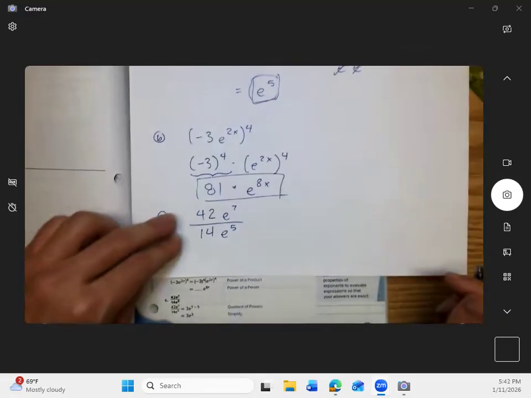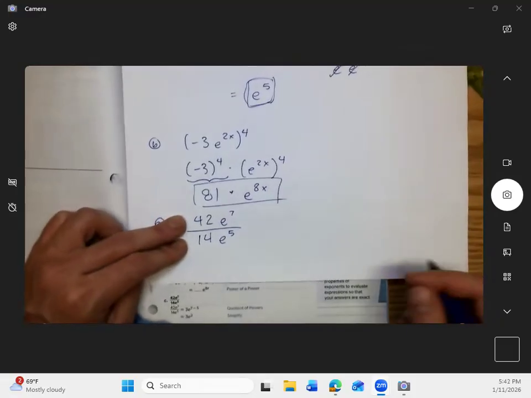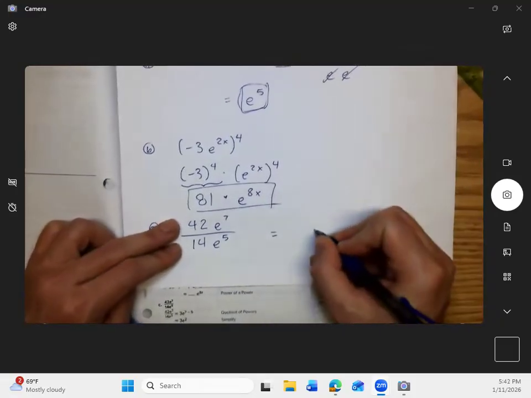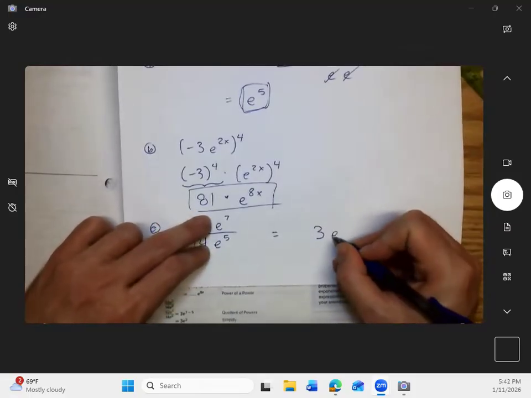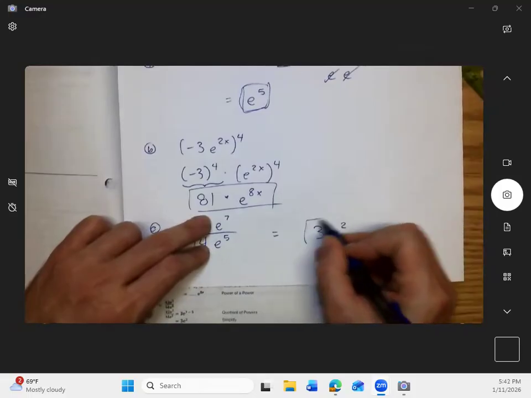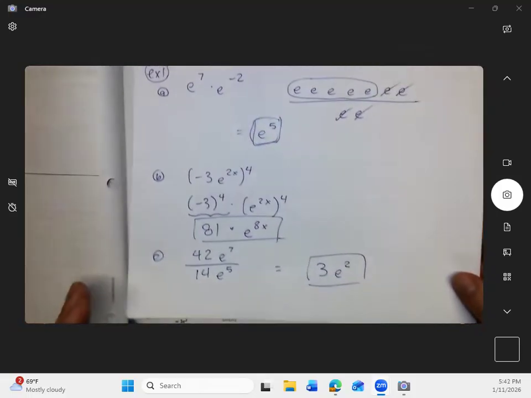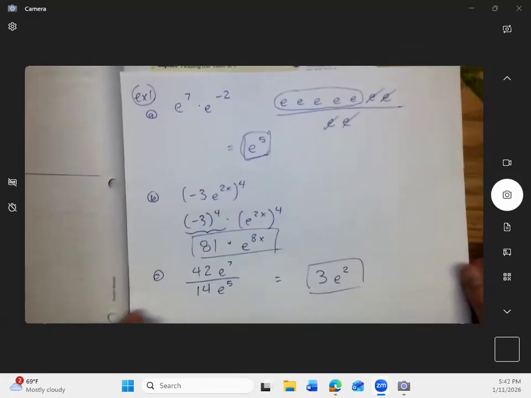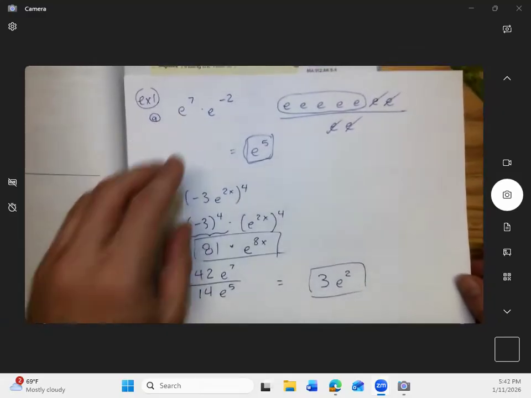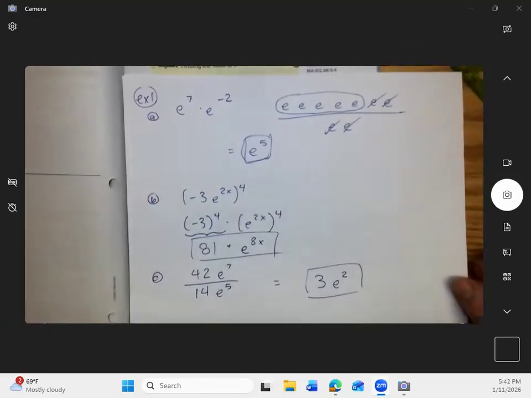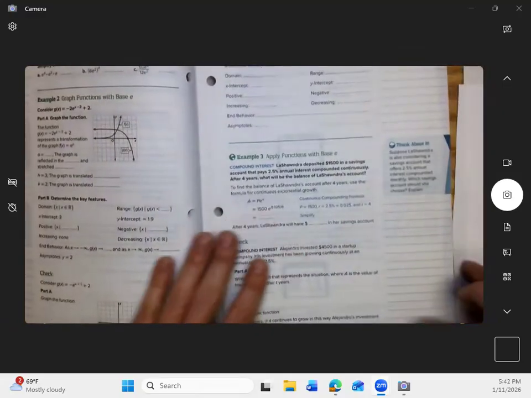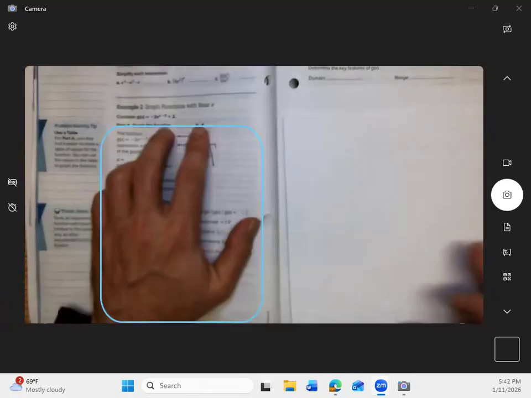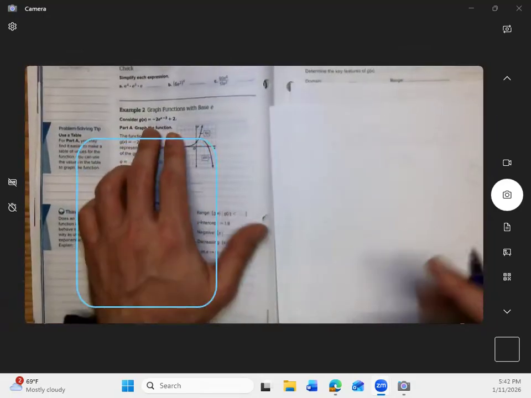And then example C, 1C, we got 42 e to the 7 over 14 e to the 5. Well, 14 goes into 42 three times, so that would be 3. And then e to the 7 over e to the 5, I can subtract the powers. That's e to the 2. 7 minus 5 is 2. Okay, so nothing crazy so far. What's new is the base e, 2.71828, and so on, but the exponent rules here are what you've seen before.